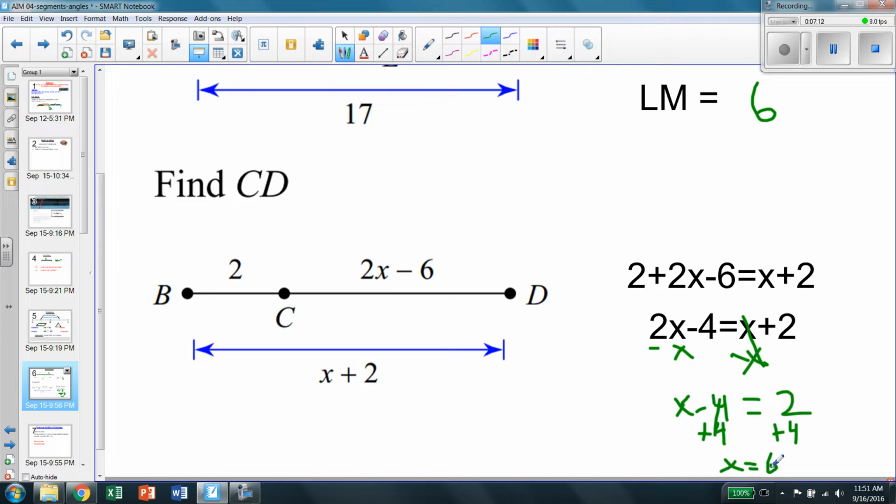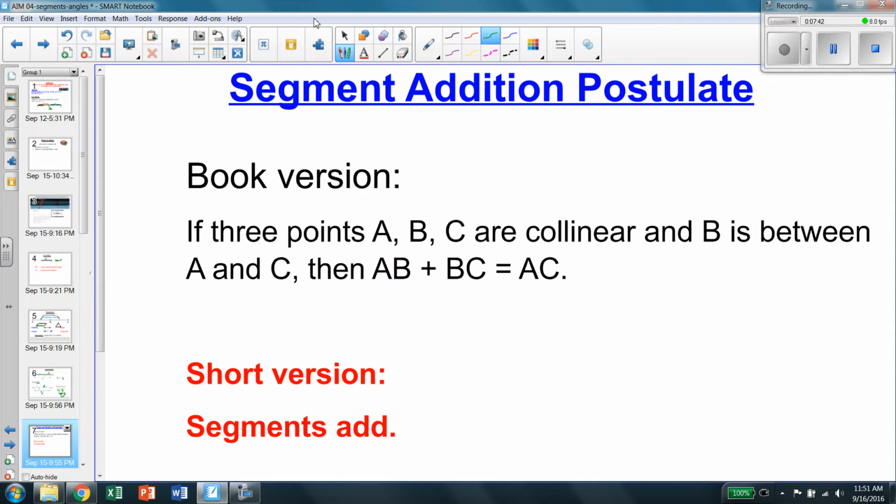There we go. So as a double check, 6 plus 2 should give us an 8. 6 times 2 is 12. Minus 6 is 6, so this whole thing is 6, and 2 is 8. Hey, it matches up, as it should. So we know that the value of x is 6, but the question says find the length of CD, which we did over here, 6. It all works out. Okay.